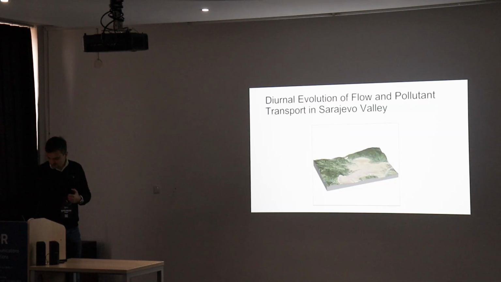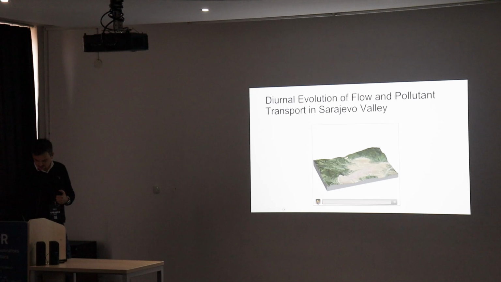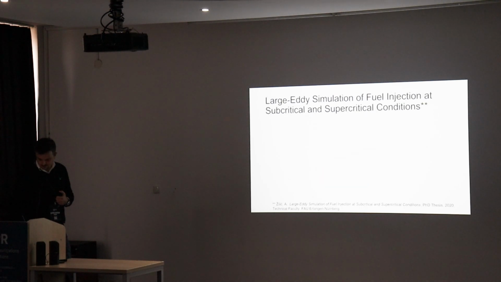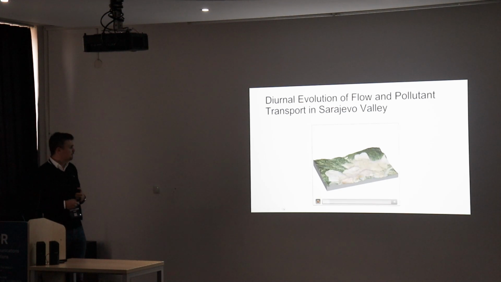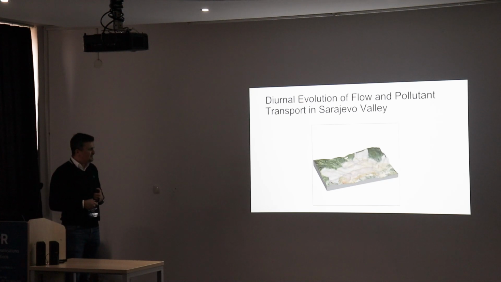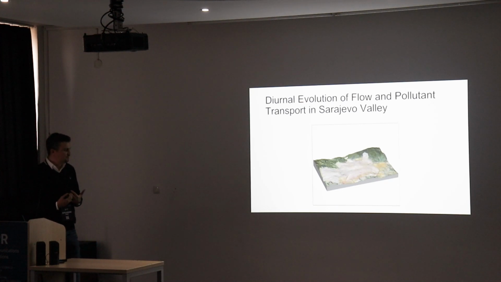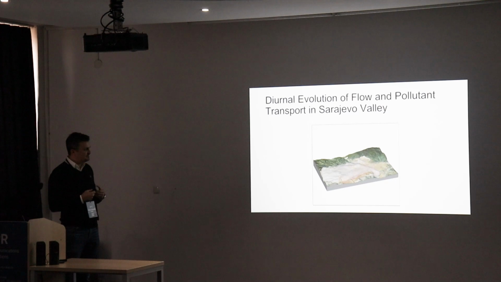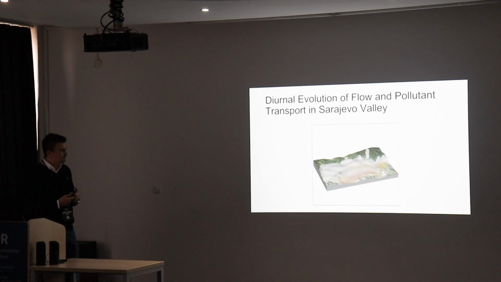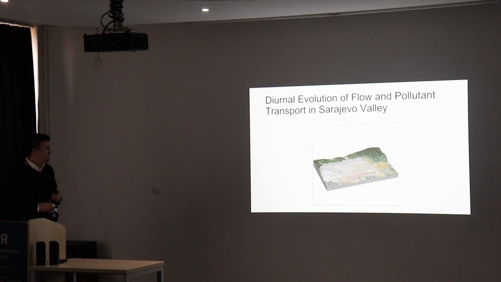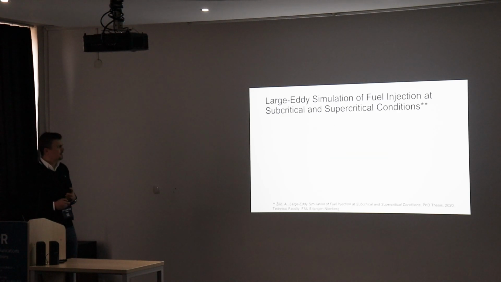At the end, I would like to show you, for example, one animation. This is the simulation, diurnal evolution of flow and pollutant transport in Sarajevo Valley for a 2-day cycle. So 48 hours, and we can see here what is actually possible to obtain with the simulations, distribution of the fog or pollutants in the Sarajevo Valley for a 2-day, day-night cycle. Now I will move to my second application.